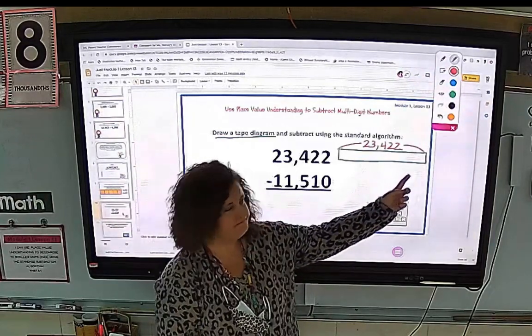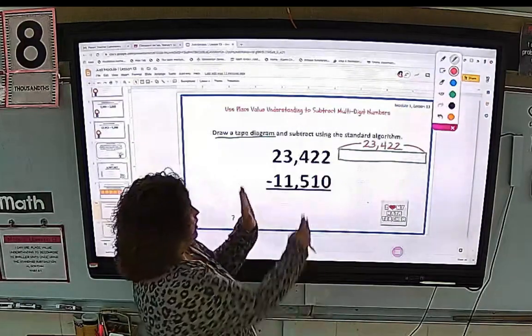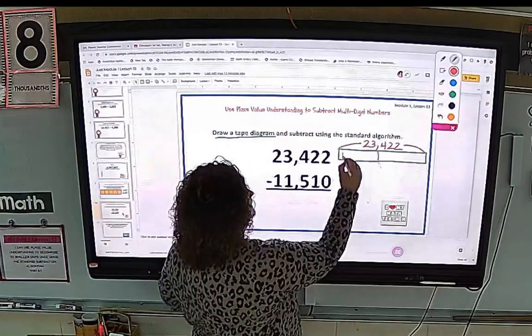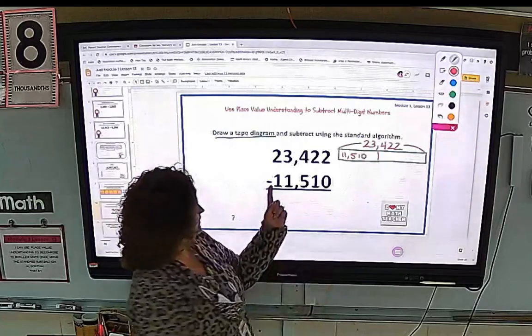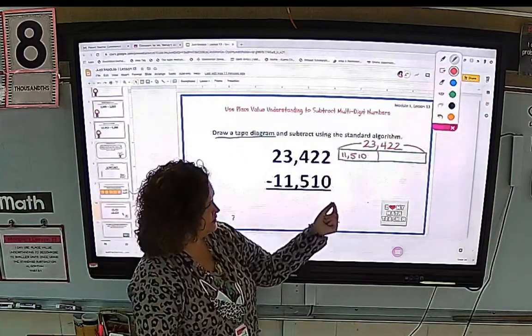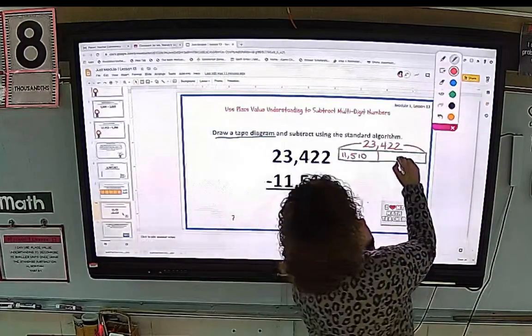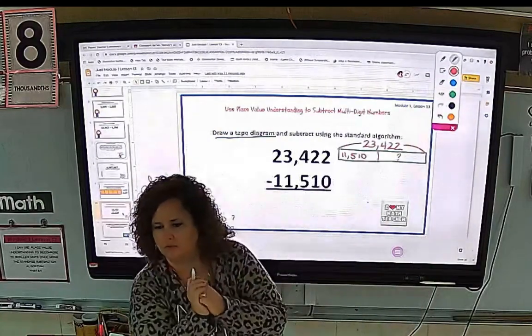Okay. This whole thing is 23,422. One of the parts is 11,510. Right here, right? When I take that away, I'm trying to see what I have left. I don't know this one. I'll put a question mark right there. I don't know what that piece is.